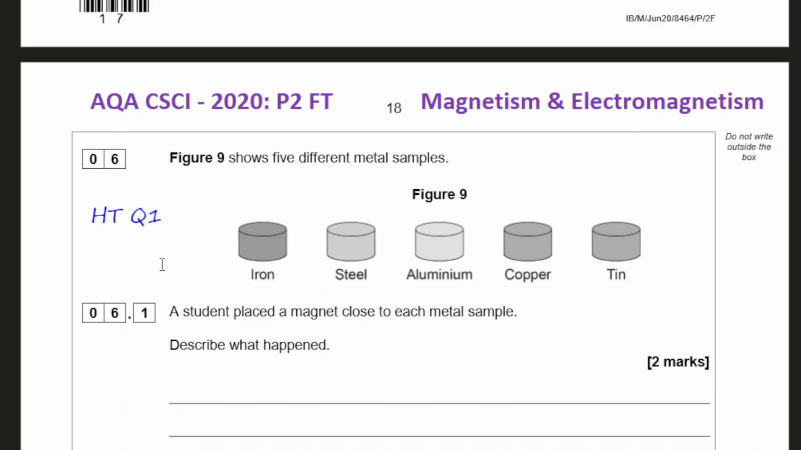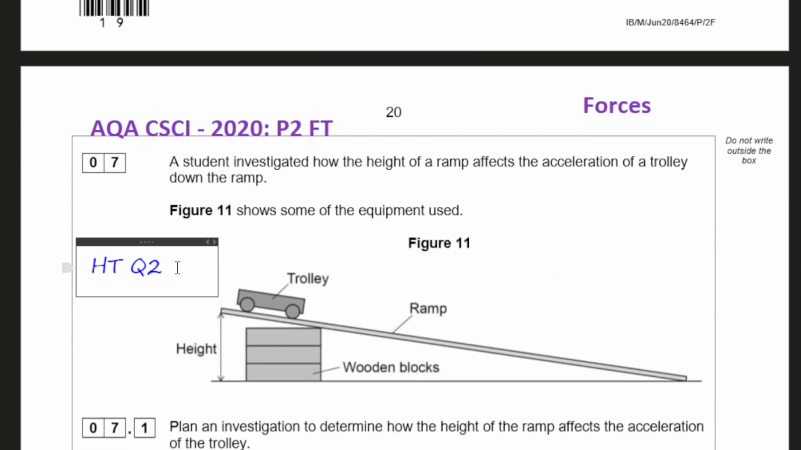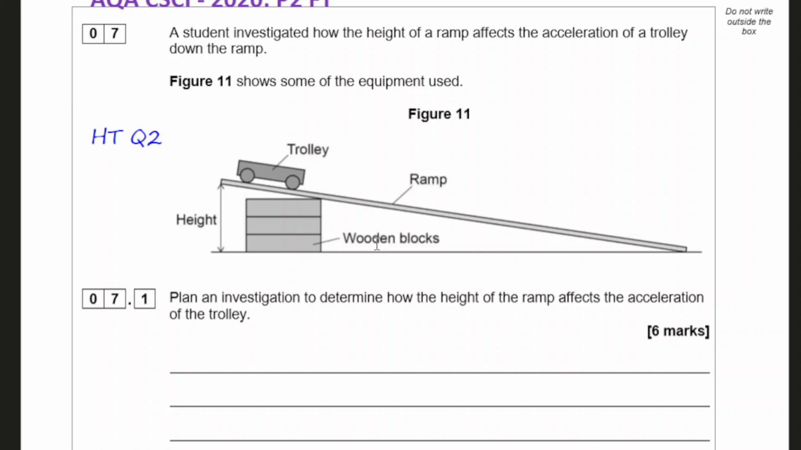Now question number 6 is exactly the same question as question number 1 in the higher tier paper. And question number 7 is exactly the same question, which is a 6-mark question, as question number 2 in the higher paper. Now, in this playlist, I'm going to link those 2 videos for you to have a look at rather than remaking the videos.